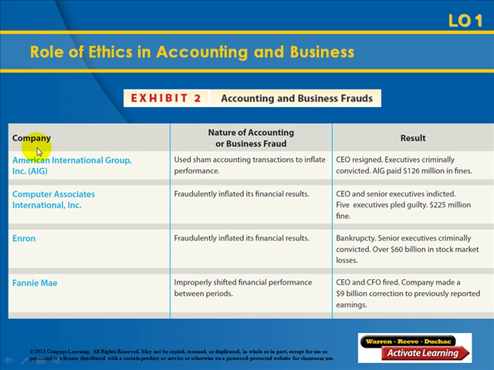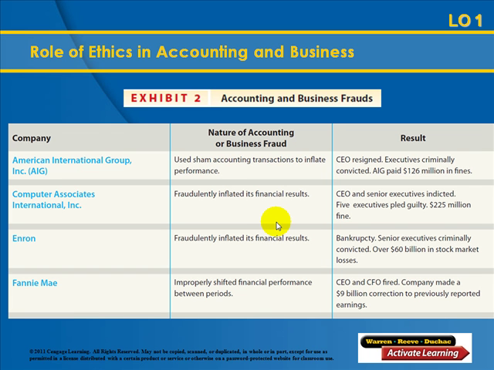Now, several different companies have already been cited for fraud, and we're just going to take a snapshot of these right now. AIG, American International Group, used sham accounting transactions to inflate performance. Well, this is considered to be fraud and unethical. The CEO had to resign, and executives were criminally convicted, and AIG had to pay $126 million in fines as a result of using sham accounting transactions.